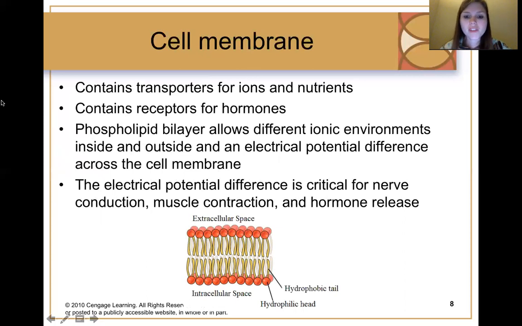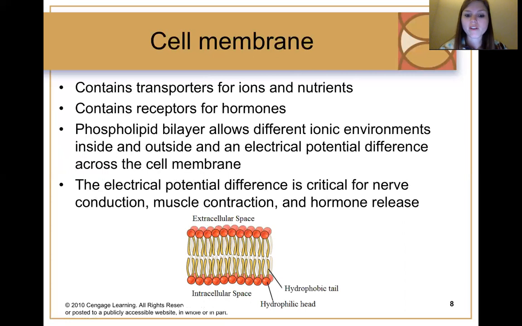Surrounding the entire cell is the cell membrane. The cell membrane is a phospholipid bilayer. Before we talk about what it does exactly, let me explain a little about the structure. In this picture at the bottom, you can see these are phospholipids. They divide the extracellular space from the intracellular space. They keep things inside the cell, and keep things outside of the cell that don't need to come in. And this phospholipid bilayer has different transporters for ions and nutrients.